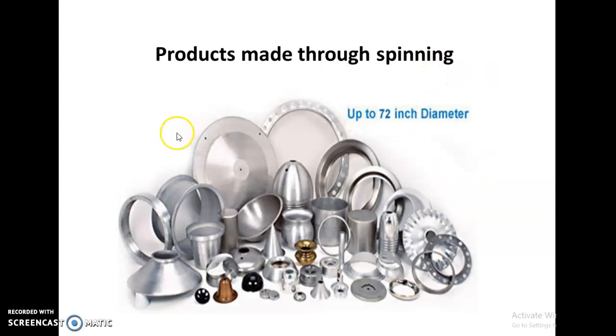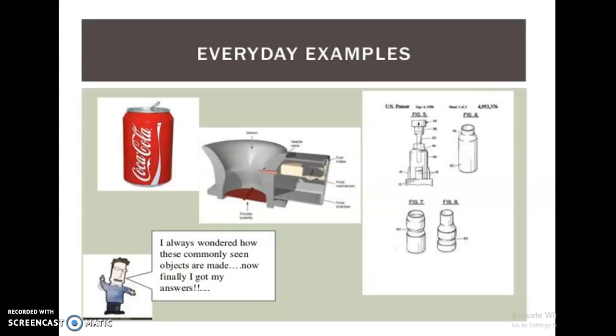These are the products made by metal spinning. The normal vessels we use in the kitchen, most of them are formed through the metal spinning process. These are some everyday examples. A Coca-Cola tin bottle is made through the metal spinning process. I always wondered how these commonly seen objects are made. In my younger age I was thinking how these are made. Now you have got the answers.